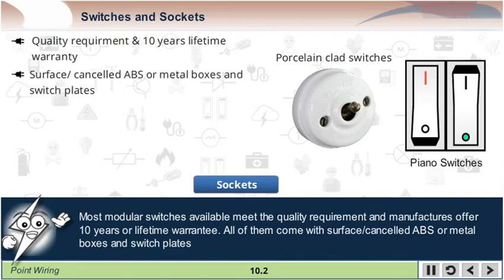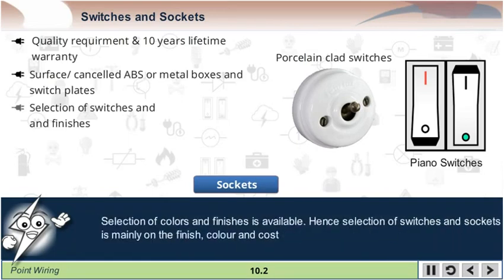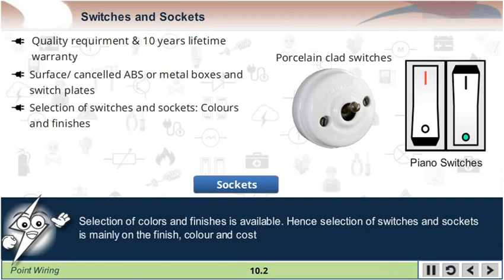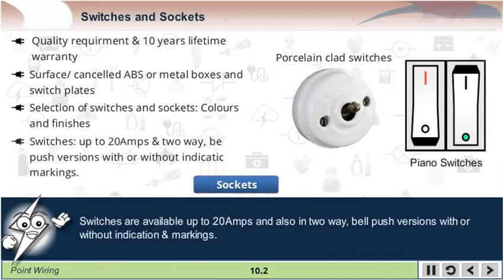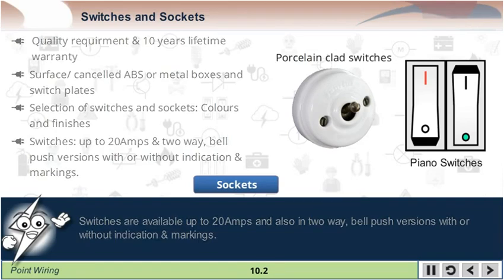All of them come with surface or concealed ABS or metal boxes and switch plates. Selection of colors and finishes is available. Hence, selection of switches and sockets is mainly on the finish, color, and cost. Switches are available up to 20 amperes and also in two-way bell push versions with or without indication and markings.